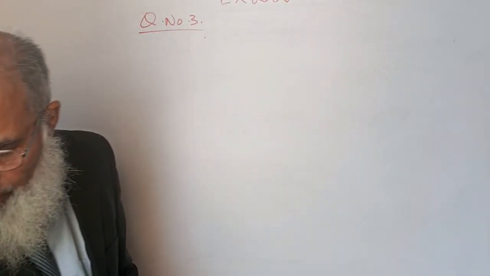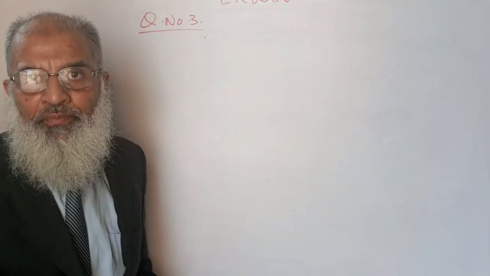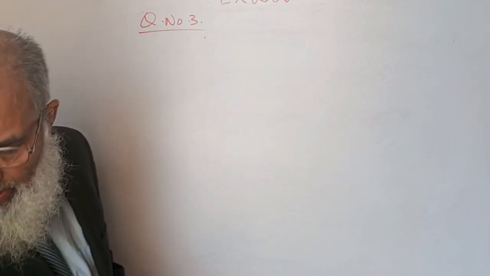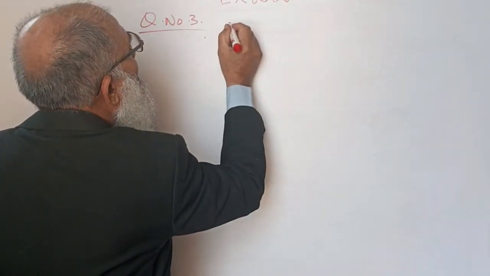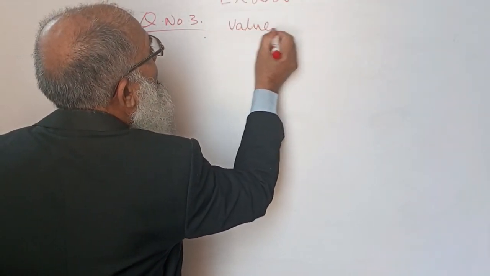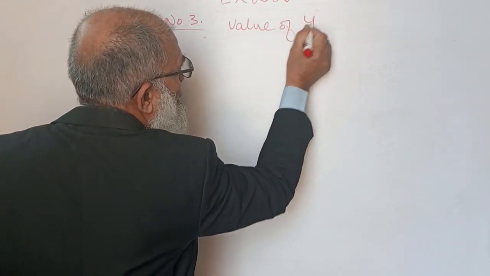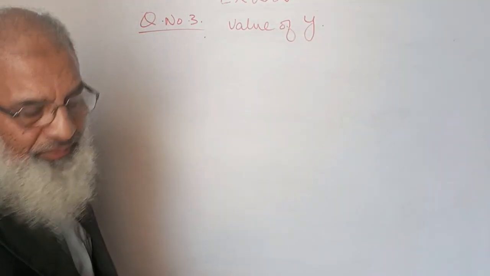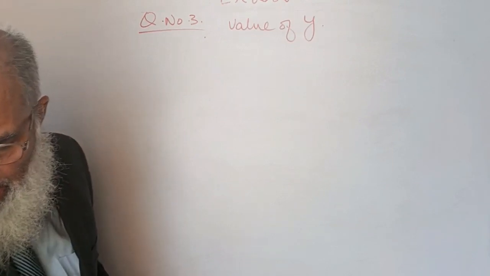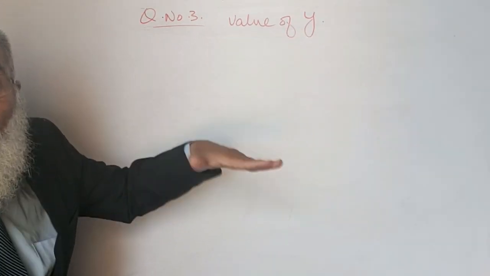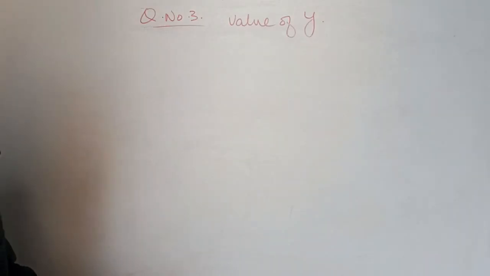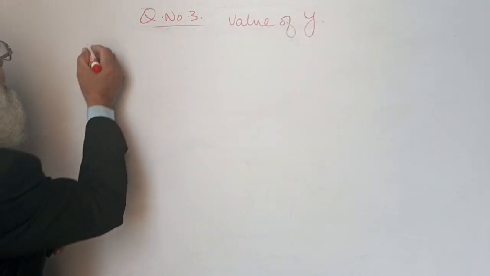Work out the value of y in each of the formulae. Work out the value of y. I am not writing the whole sentence. Value of y. We have to find the value of y. This is small y, and when we have to find the value of y, the options are also given. What are the options that are given?